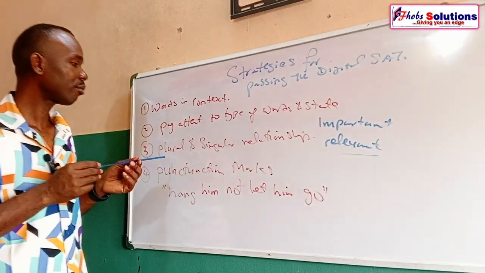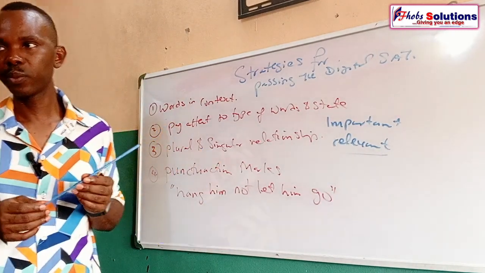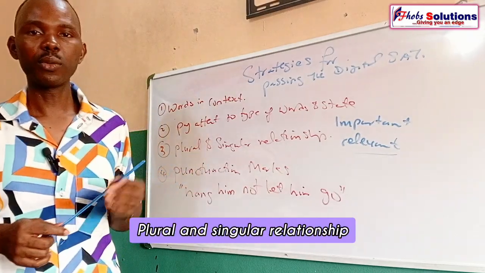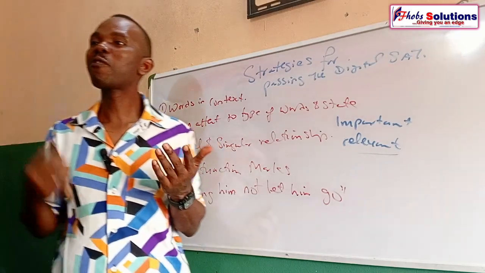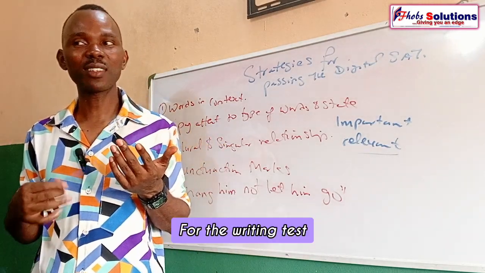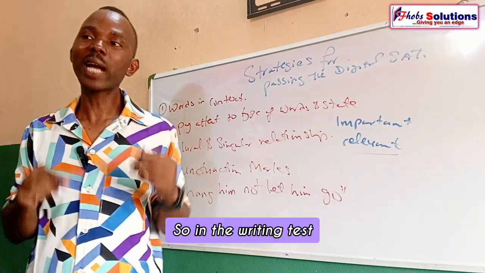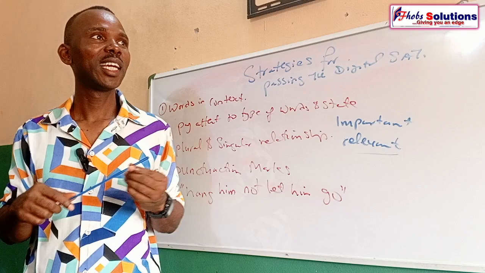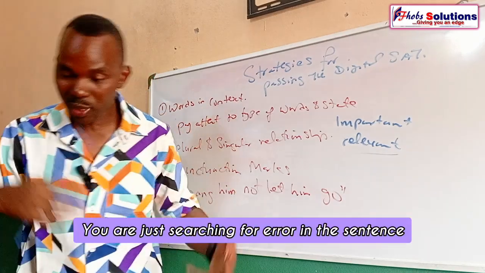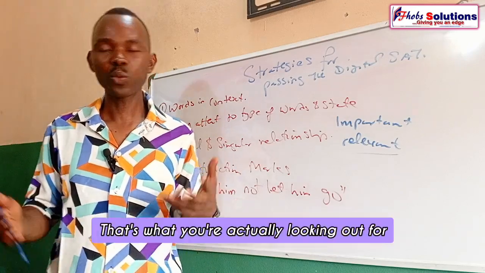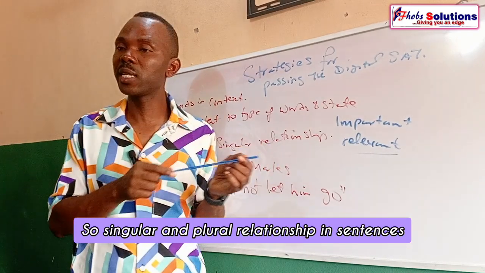Now, thirdly, pay attention to singular and plural relationship. Paying attention to singular and plural words is very, very important, especially for the writing test. For the writing test, they want to see if you can spot the error. So in the writing test, you are like an investigator. You understand? You are trying to look out for errors. You are just searching for errors in the sentence. That's what you're actually looking out for. So singular and plural relationship in sentences are very important.